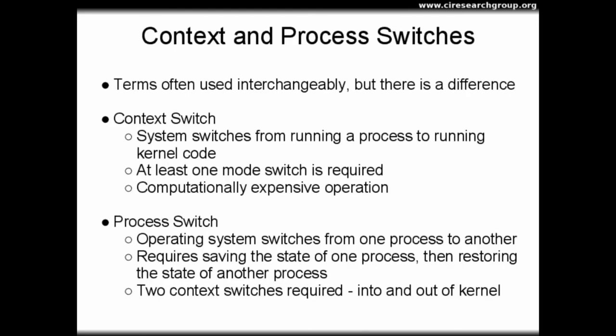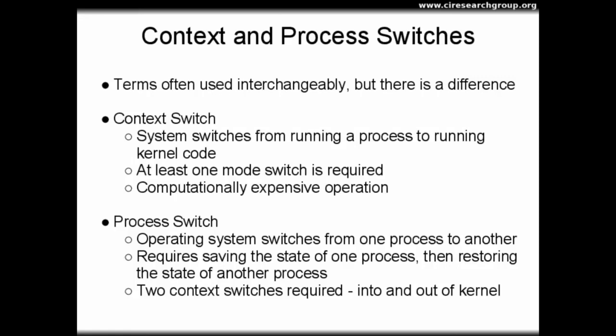Switching between processes on a system is often called a context switch, although process switch is a more precise term. The operating system can perform a context switch from a process into a section of the kernel and then back to the same process without actually performing a process switch. Context switches require at least one mode switch to perform, since the CPU must enter supervisor mode to enter the kernel. Relatively speaking, context switches are a fairly expensive operation, and frequent context switching will reduce system performance.